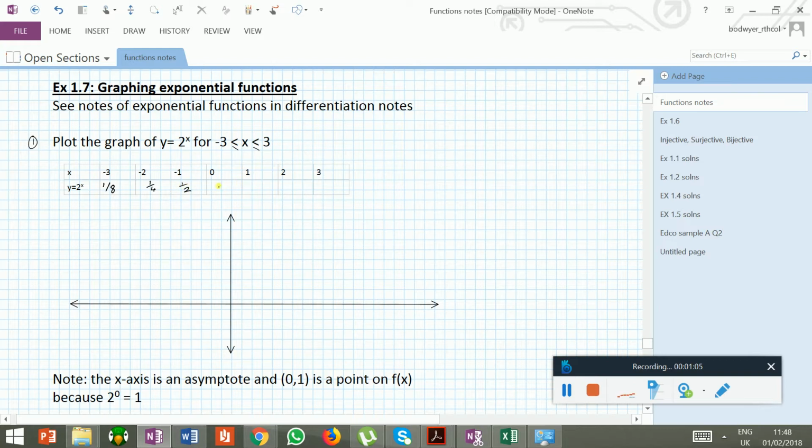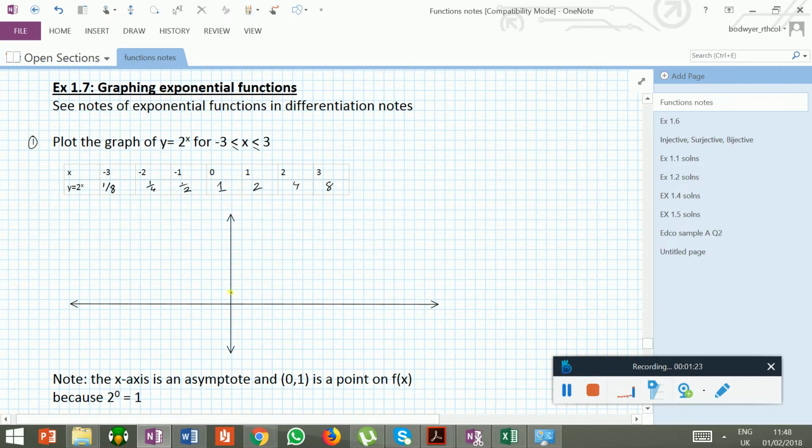2 to the 0 is 1. Again, it's worth bearing in mind that anything to the power of 0 is a 1. I'll come to that later, that's quite significant. 2 to the power of 1 is just a 2. 2 squared is a 4, and 2 cubed is an 8. So just a really rough sketch.